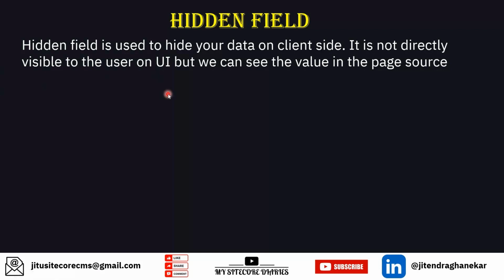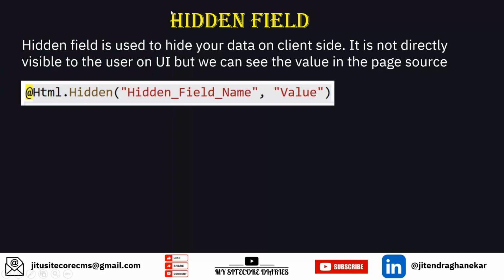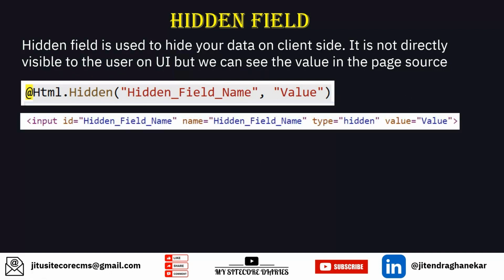So hidden field, how does it look? If you have used Html.Hidden in the view rendering, you will see this code, where the first part is your hidden field name and the second part is the value of the hidden field. So this is how you can use it on your Razor view. How does it get translated into HTML? It will be an input field which is hidden, type is hidden. It means it will not be visible on the web page, but it can be seen in the page source. So this is how you can use the hidden field.